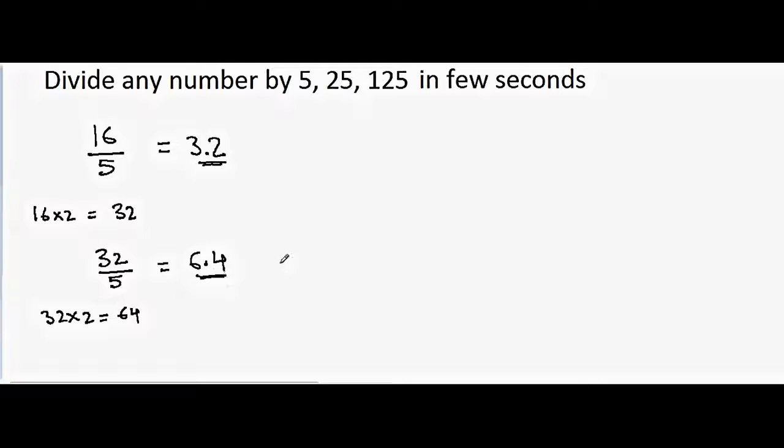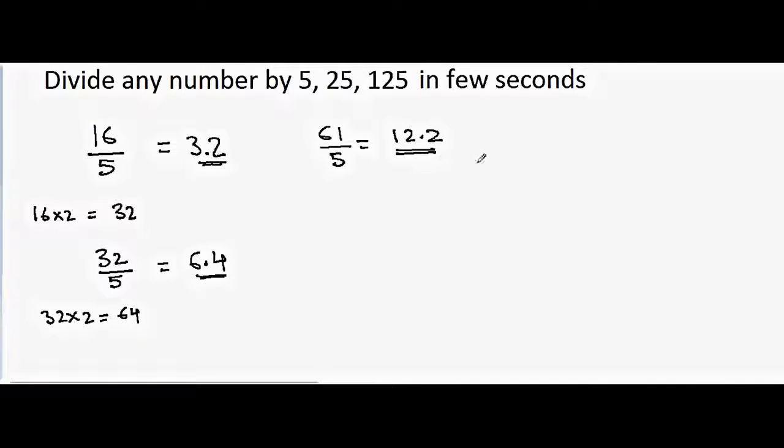My answer is 6.4. Again, if I have 61 and I want to divide by 5, the answer will be 122, then one decimal, and that will give me 12.2. So that's pretty easy.